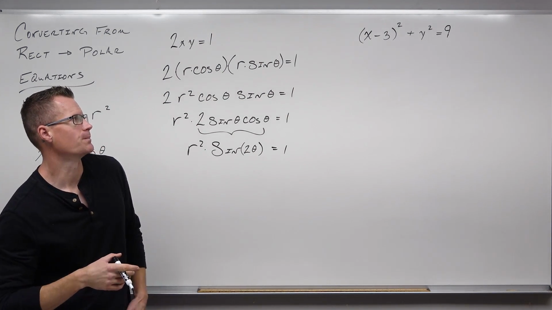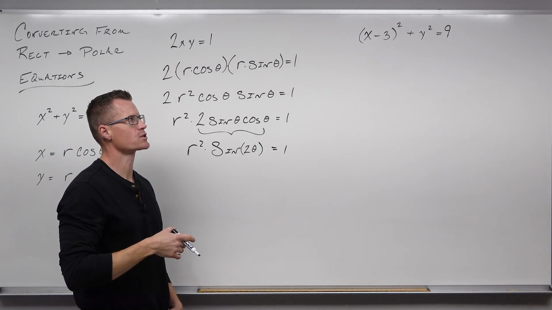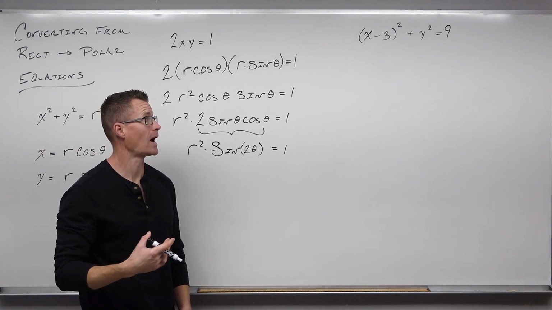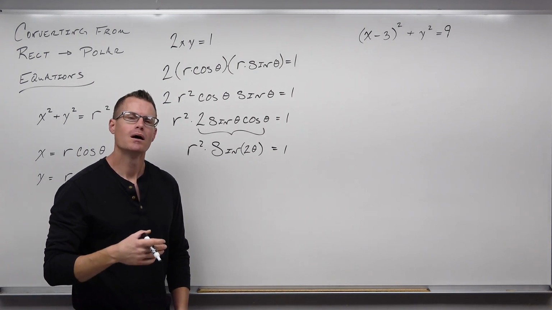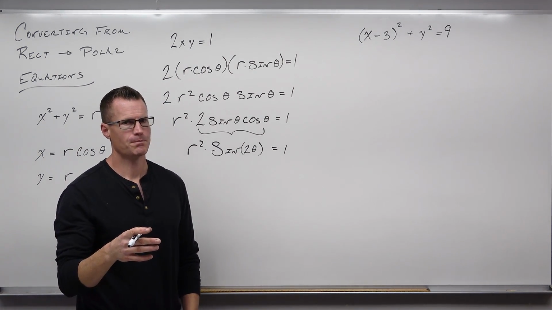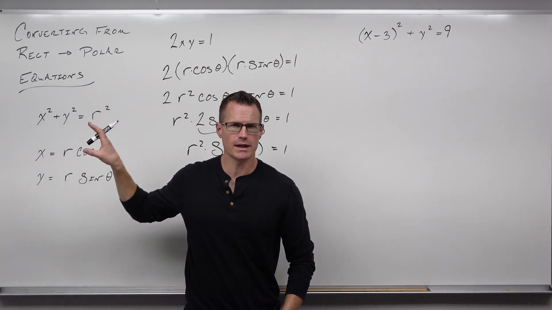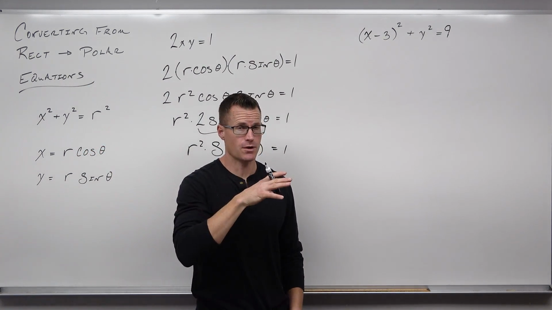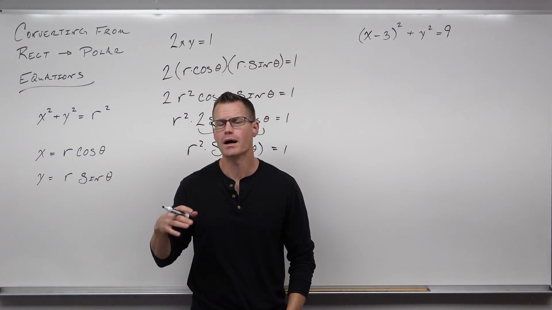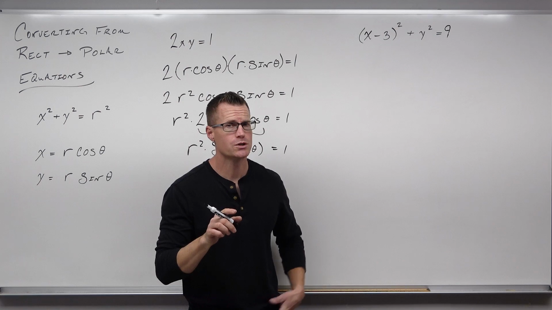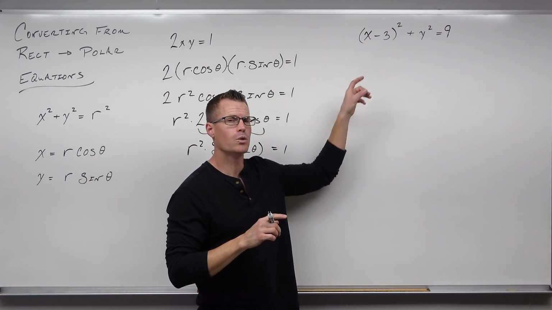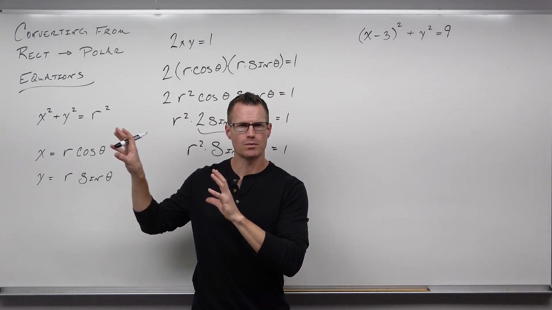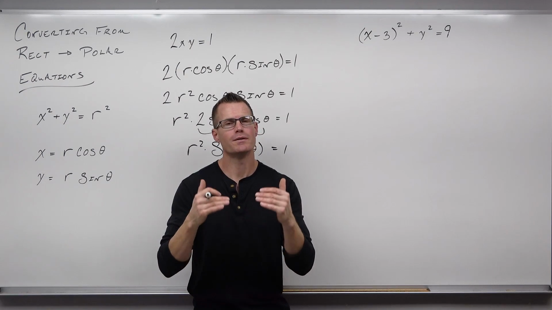Let's go into the next one. So x minus 3 quantity squared plus y squared equals 9. How in the world do we deal with that? I don't see anything. Well, think about what would happen. Instead of just putting in r cosine theta for x and r sine theta for y, what would happen if you were to distribute that? Would you end up getting an x squared plus y squared? If you do, then distribute that.